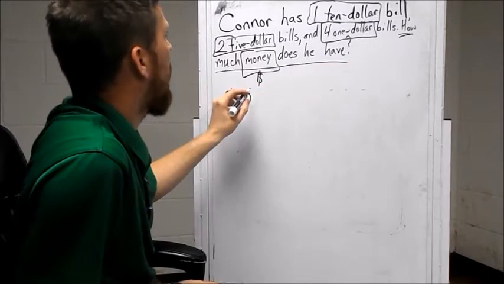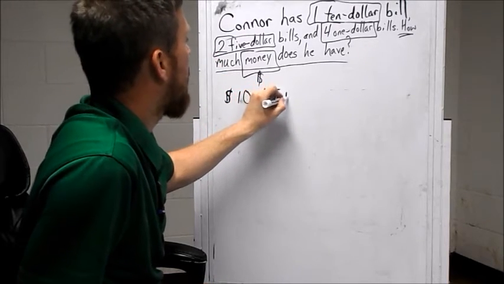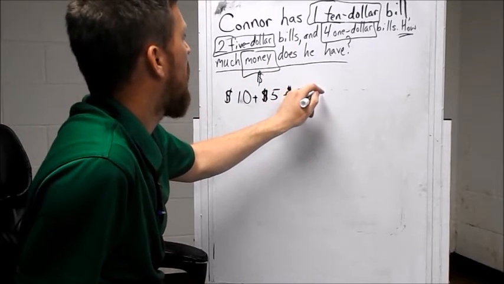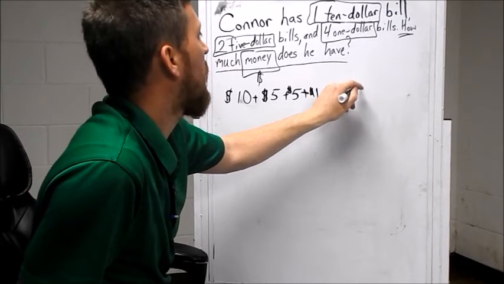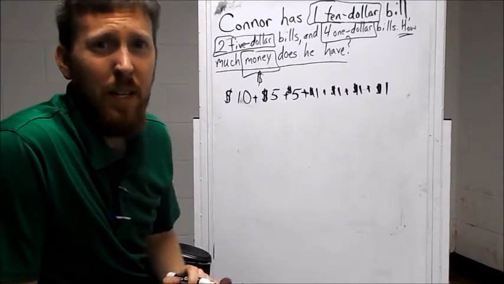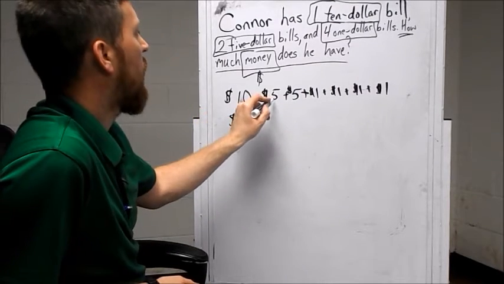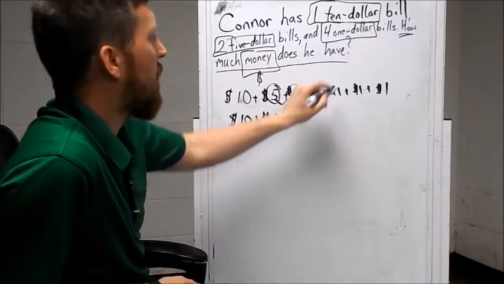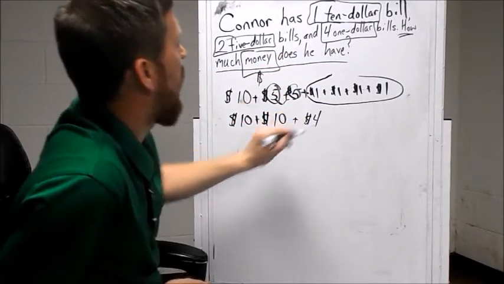Now I want to know the total, so I'm going to add 10 plus 2 $5, so I'm going to go 5 plus 5, okay, and then 4 ones, so plus $1, $1, $1, and $1. I'm going to try to make tens. I already have 1 10 right here, so I'm going to go 10 plus 5 plus 5, these make 10, so then I'm going to say plus 10, and then I'm going to add all these ones together, and that is going to be 4.